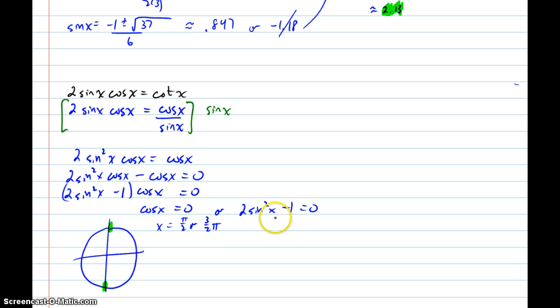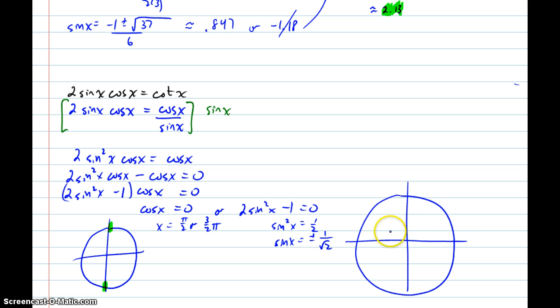If 2 sine squared x minus 1 equals 0, then sine squared x equals a half, and so sine of x equals plus or minus 1 divided by square root of 2. And if you are thinking back to the unit circle and those 16 key values that we've been looking at, I want the sine of x to be there or there. That would be a positive 1 divided by root 2. I can also write this as, if I rationalize the denominator, root 2 divided by 2. There or there. So I'm at pi fourths, 3/4 of pi, 5/4 of pi, or 7/4 of pi.